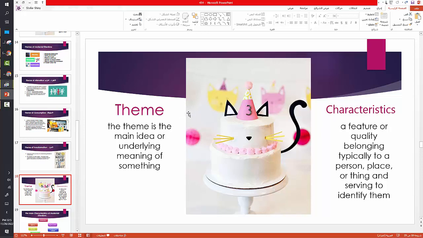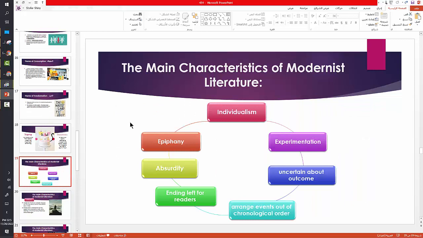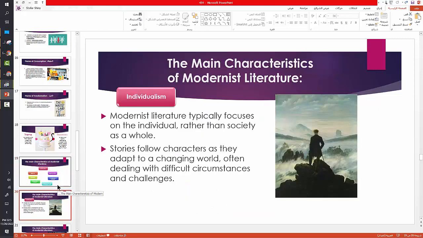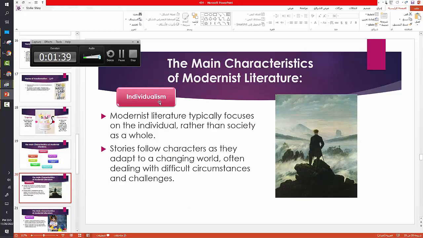Okay, like the cake. The main characteristics of modernist literature: individualism, experimentation, uncertainty about outcome, events arranged out of chronological order, endings left for the readers, absurdity, and epiphany. Individualism. Modernist literature typically focuses on the individual rather than society as a whole. Stories follow characters as they adapt to a changing world, often dealing with difficult circumstances and challenges.